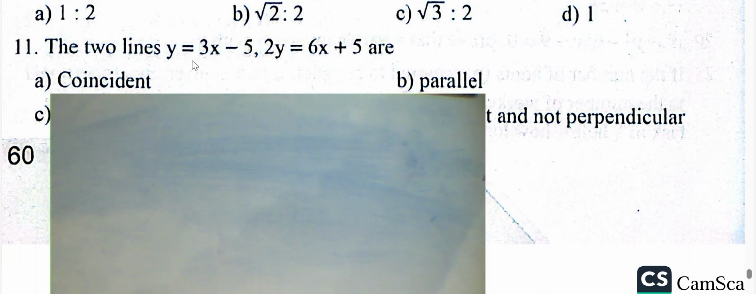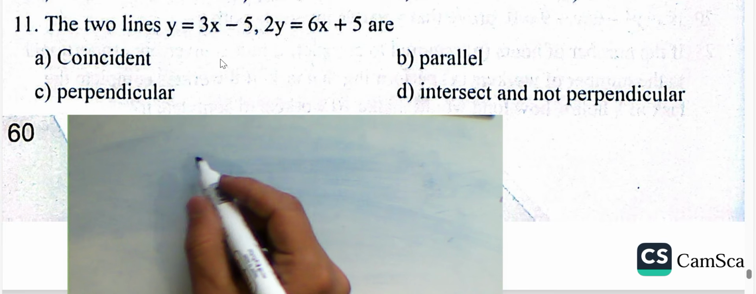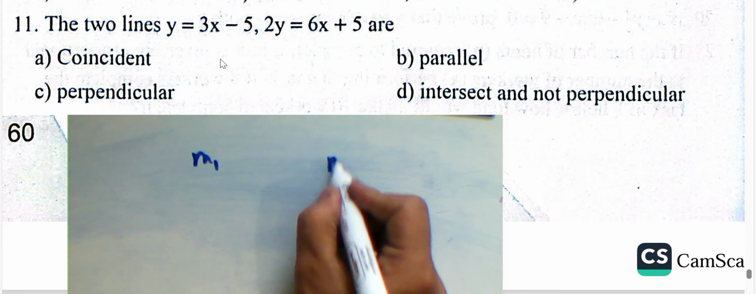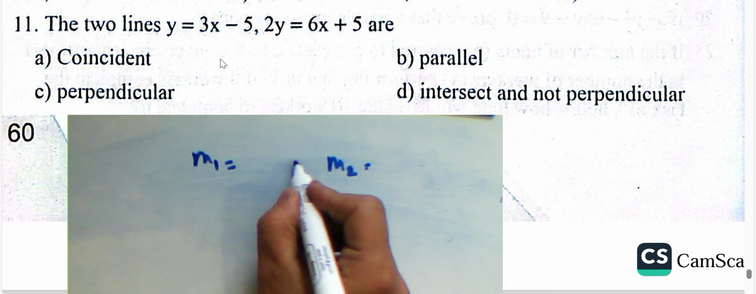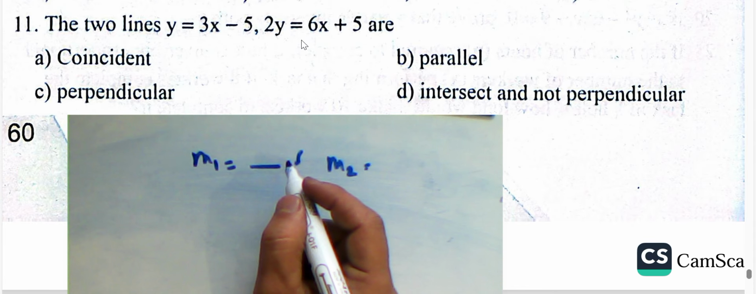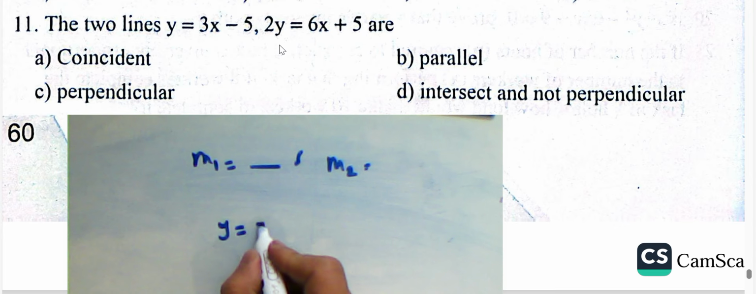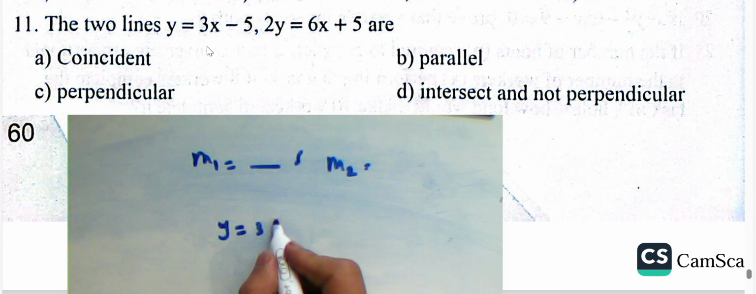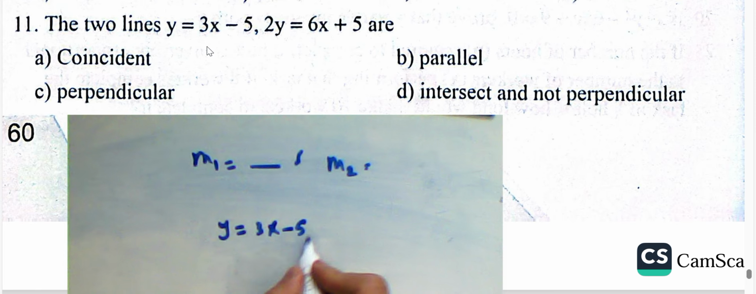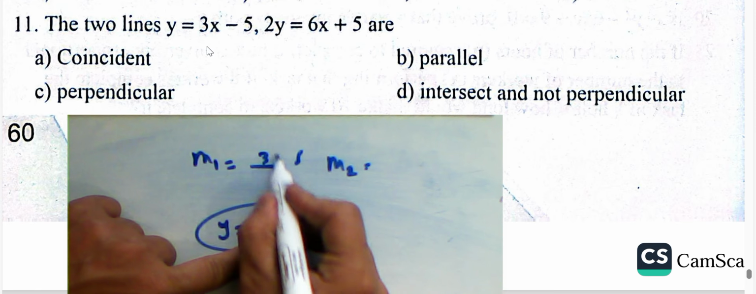Next question. The two lines y equals 3x minus 5 and 2y equals 6x plus 5 are what? We want to find the relation between the two lines by finding slope 1 and slope 2. For slope 1, we can write the negative coefficient of x over the coefficient of y, but you can simplify by an easy method. The coefficient of x here is the slope, from the general equation. The slope here will be 3.